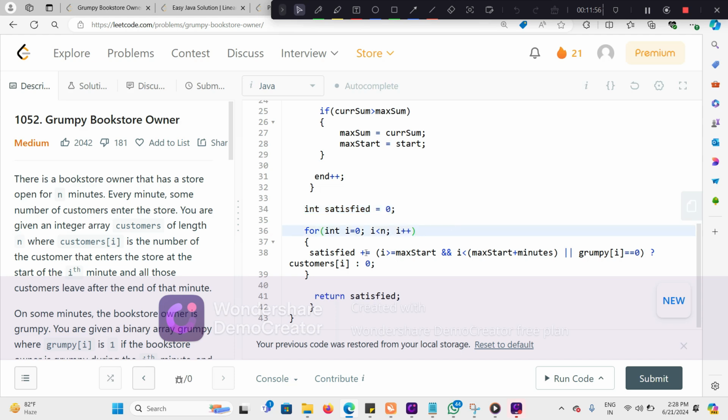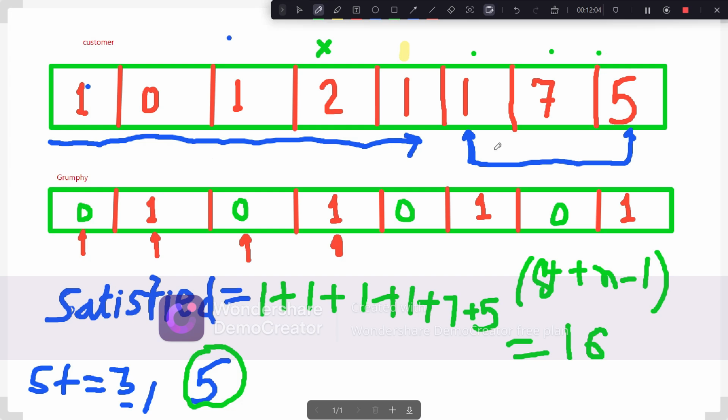First of all, I am checking whether this index is in the range, the range which we found here. This is the range of maximum unsatisfied people, right? So if our i is between 5 and 5 plus m minus 1, this is 5 plus 3 minus 1, so this would be 7. Anything from 5 to 7 should be added directly, because they are anyway satisfied.